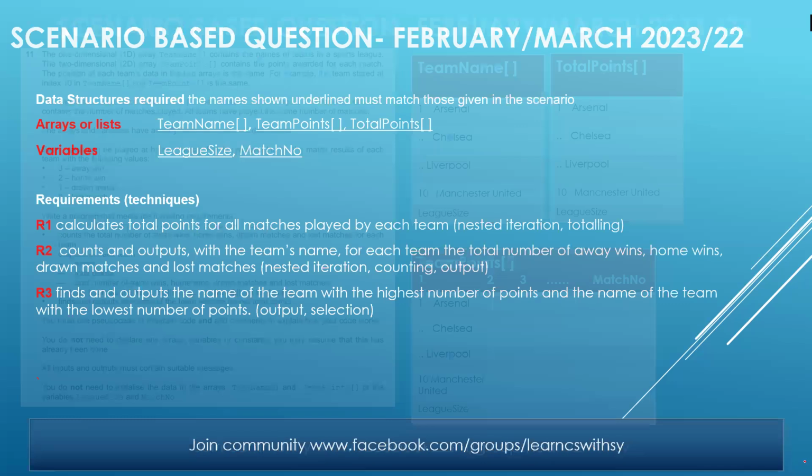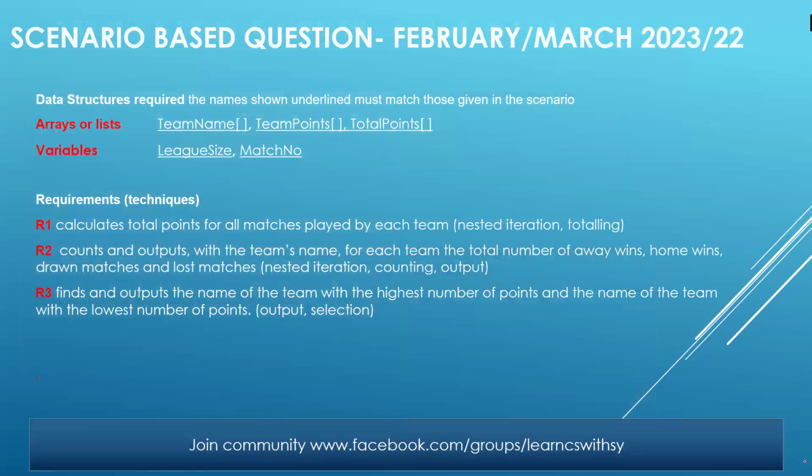Okay. Now, data structures required: you can see team name, team points, and total points is something that we have taken extra. That isn't there, but we need it. That's why we have taken an array. I mean, up to you. You want to use an array, you don't want to use an array. Both options are possible, but in that case, you need to initialize.